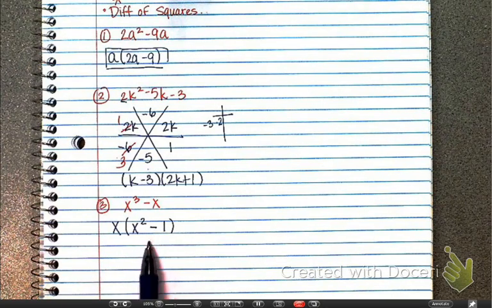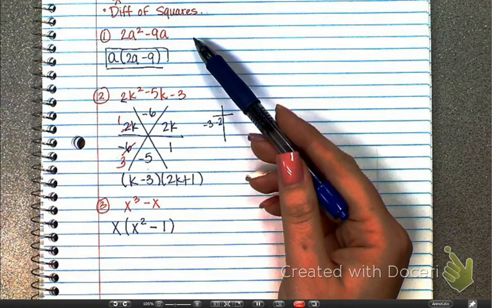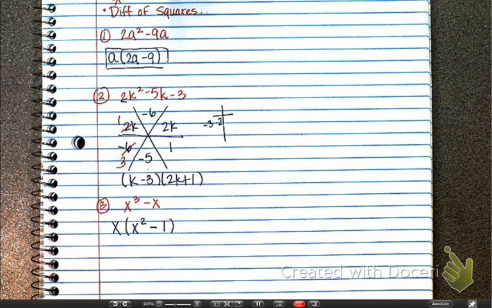Can I do anything else with this? Well, I notice there's only 2 terms, and the only option at that point is difference of squares, so it doesn't meet all the qualifications. Are there 2 terms? Yes. Is there a subtraction sign between them? Yes. And are both terms perfect squares?